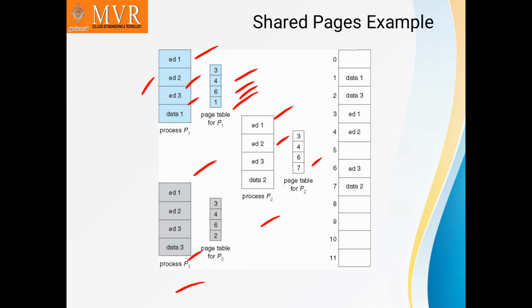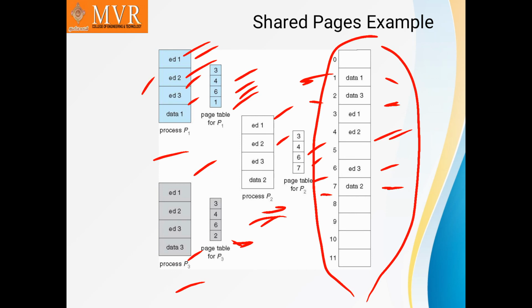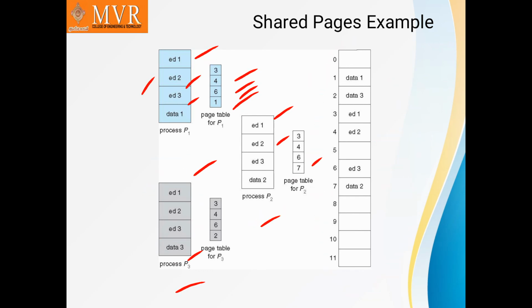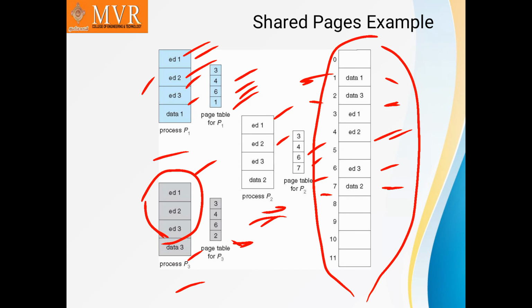Process 1, process 2, process 3 are there. In these processes, the same data is ED1, ED2, ED3. See here, the same data is in process 3 as ED1, ED2, ED3, and process 1 has ED1, ED2, ED3, and process 2 has ED1, ED2, ED3. Those three are the same, so we can use shared pages. We need not write it a number of times.